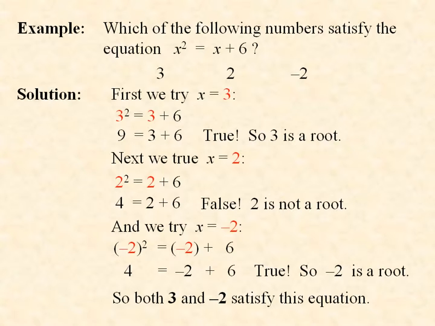So both 3 and negative 2 satisfy this equation. But it is not an identity because 2 does not satisfy the equation. In fact, there are only two numbers that do work here.